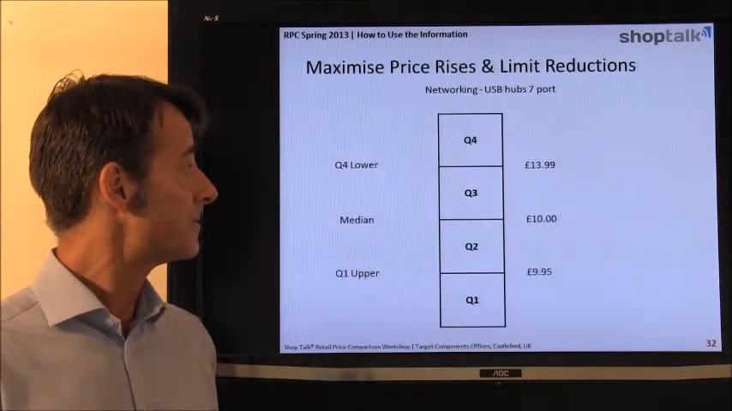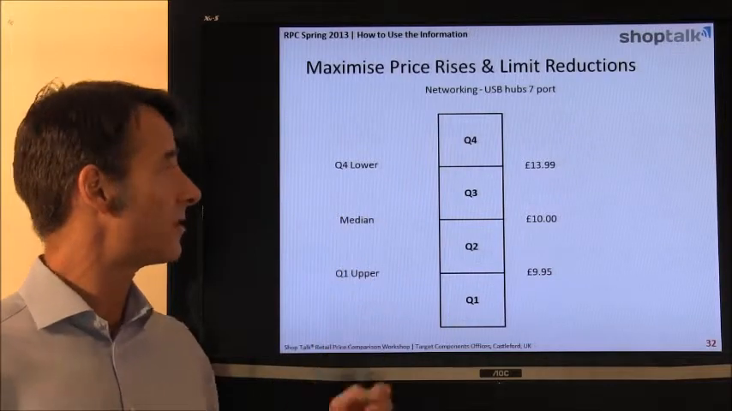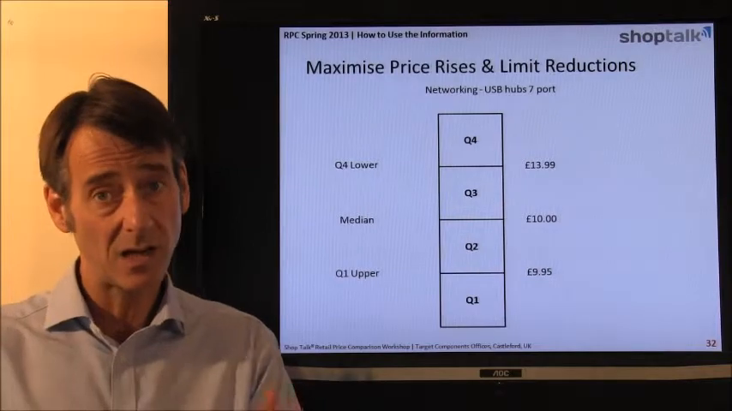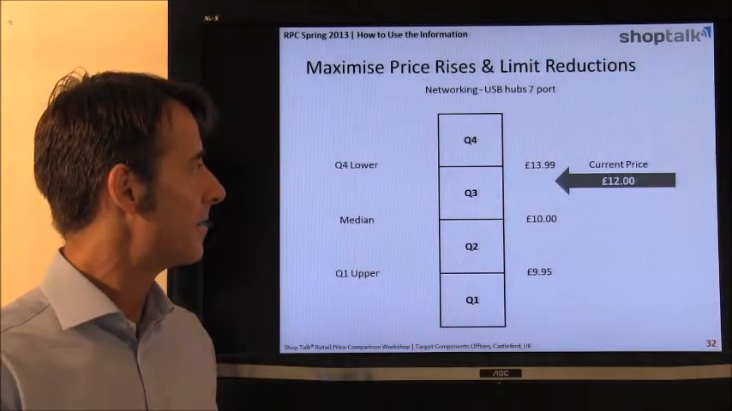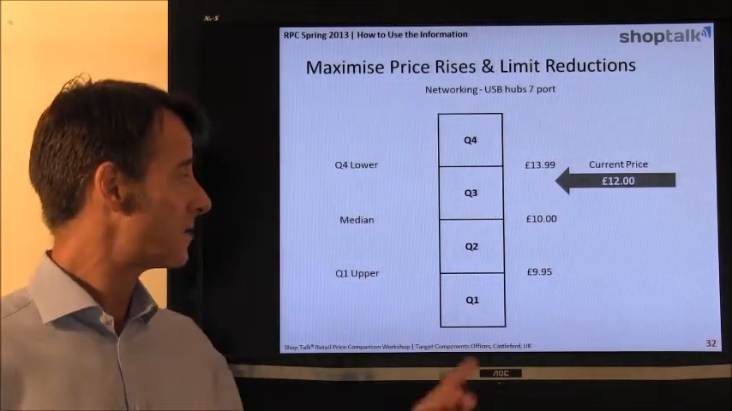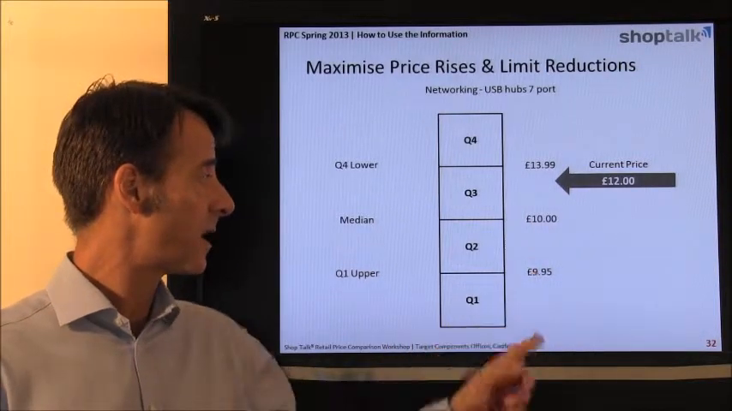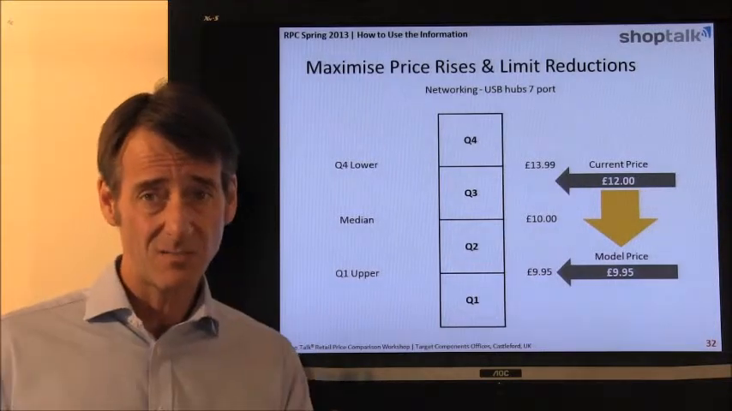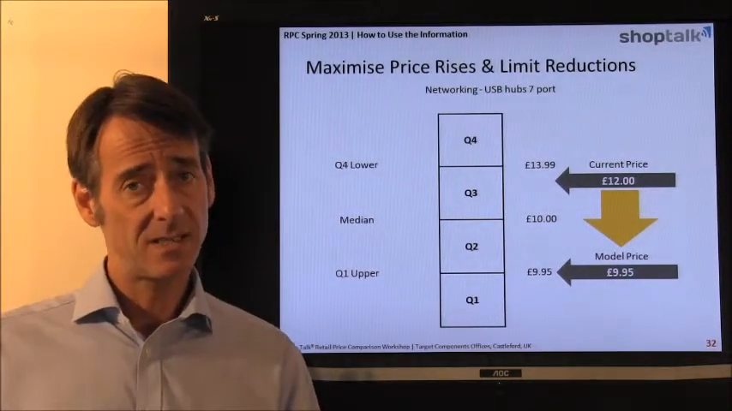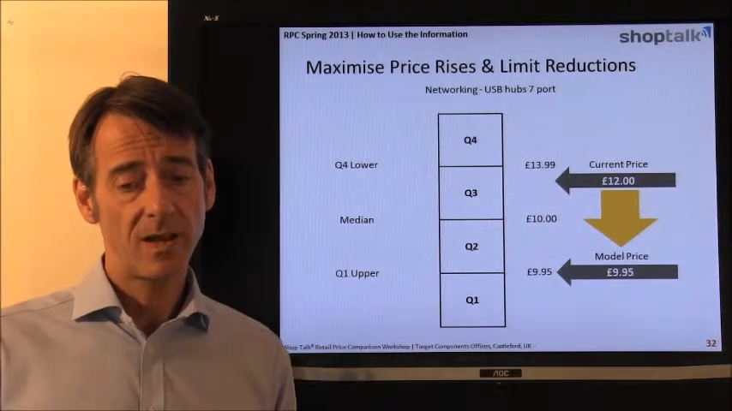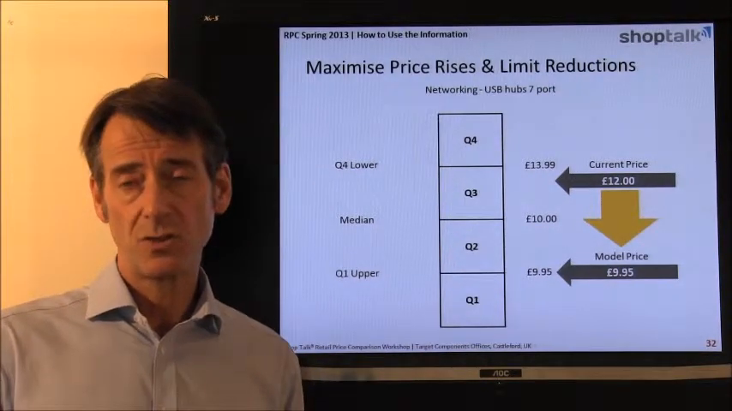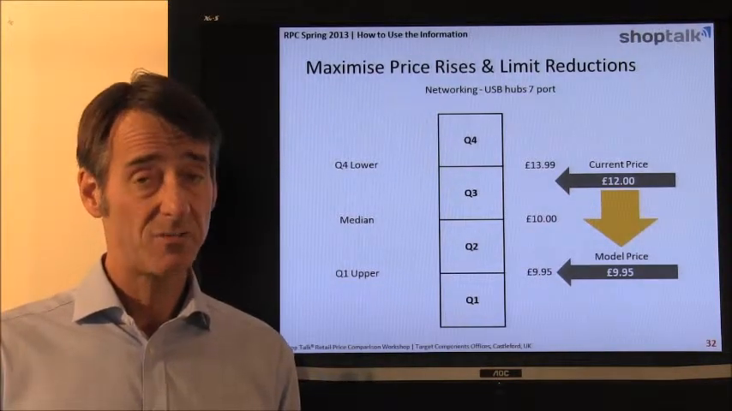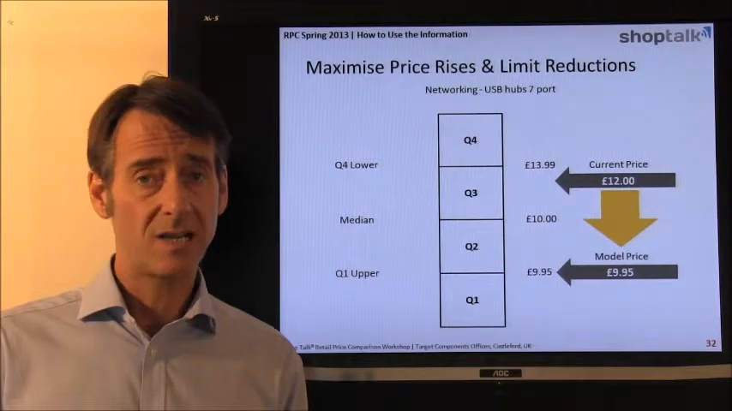And if we look at prices, so we've got the Q4 lower, the median and the Q1 upper, and the corresponding price is £13.99, £10 and £9.95. We're quite close, but nevertheless different. And my current price is £12, and to match highest satisfaction I'd be aiming at the Q1 upper, the £9.95. So we're in a situation where we've got a product where our peer satisfaction data is telling us that we're overpriced by about £2 per item, and that a price reduction could be regarded as appropriate.